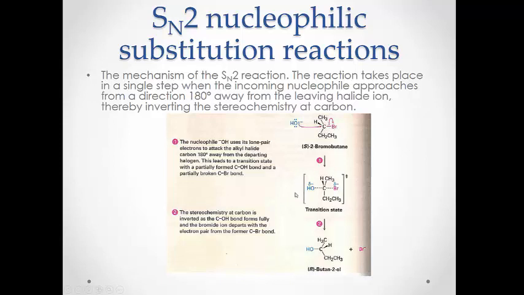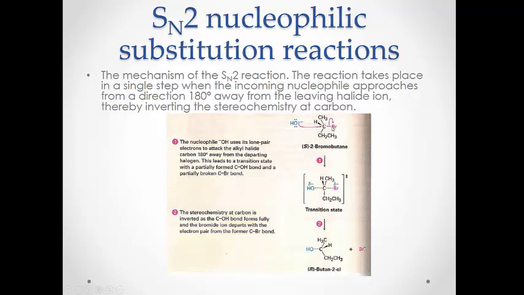So we have what we call a transition state. It's where one group's coming in and one group's leaving. We never have one group that's come in before the other group has left. They happen at the same time. And this is what we call our transition state.